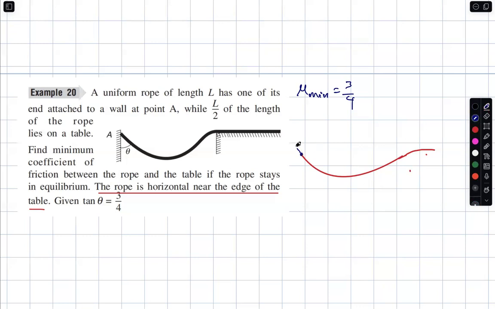At this point, your tension lies like this. Let it be T1. Now, this can be resolved into components, because this is the vertical. With the vertical, it makes an angle theta. So this is T1 cos theta.